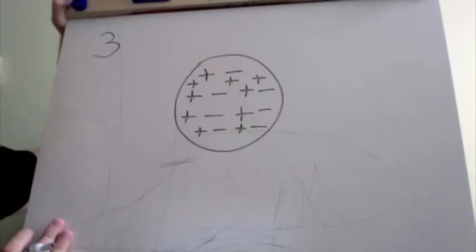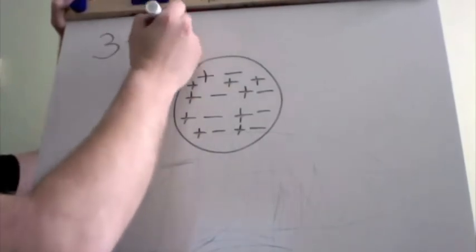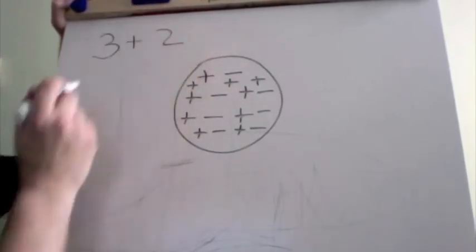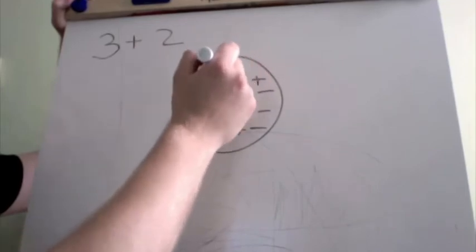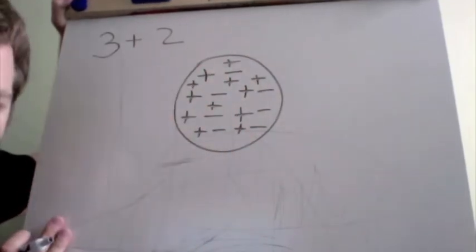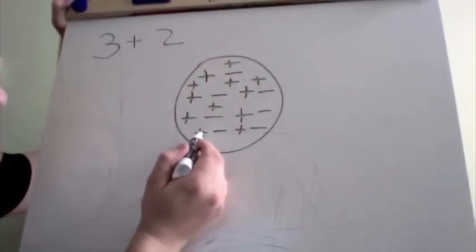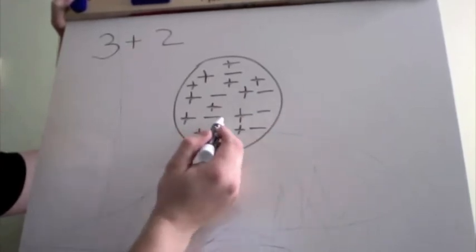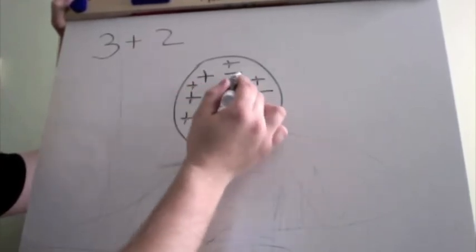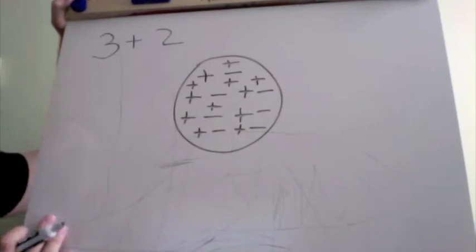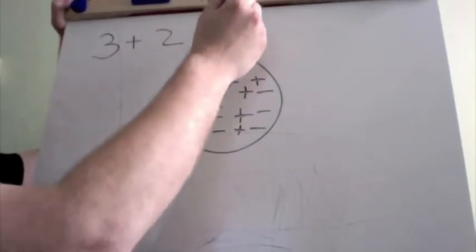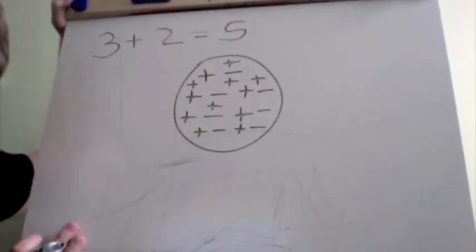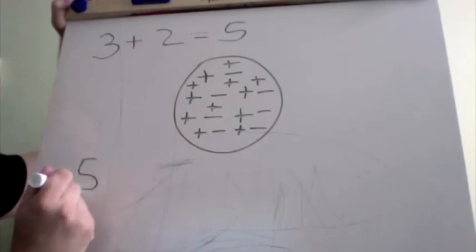Okay, now I want to add 2 more positive charges. So you go boom, boom. Now what's the net charge of this thing? Again, I count. Cancel, cancel, cancel, and I'm left with 1, 2, 3, 4, 5. So it is a 5. Okay, so now I've got a charge of 5.